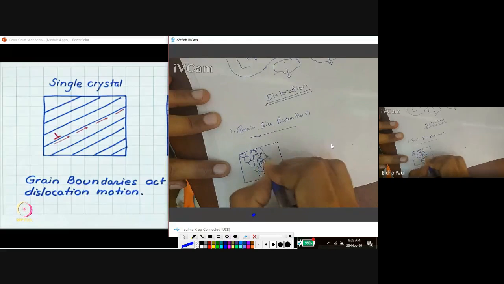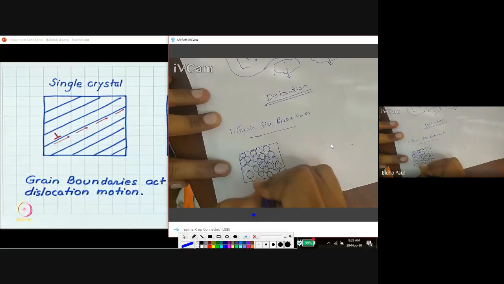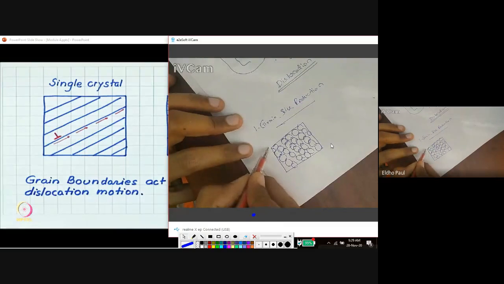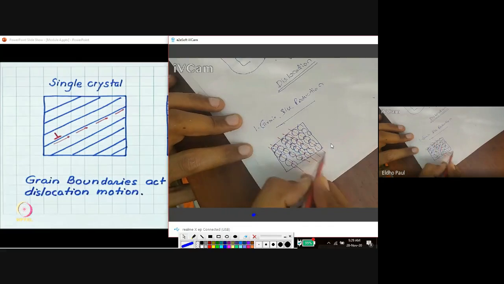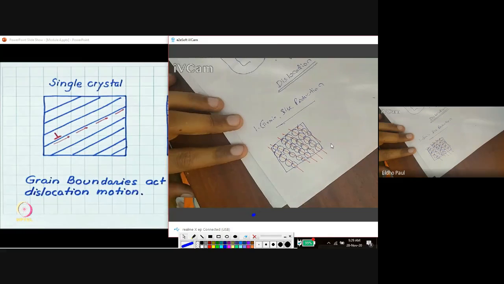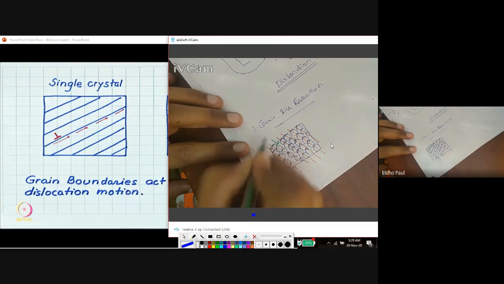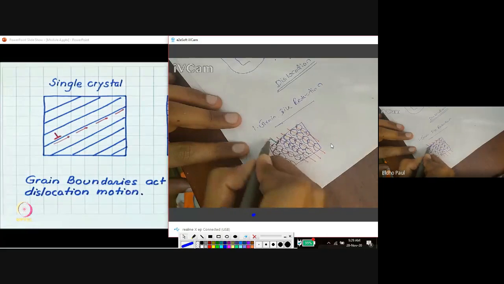This is the direction. There is no grain boundary. This is a single crystalline material. It is not a polycrystalline material. So the atoms are arranged in a regular ordered manner with long range order. There is no grain boundary. For example, consider a dislocation line here at this point.